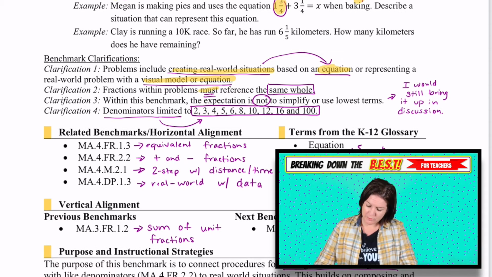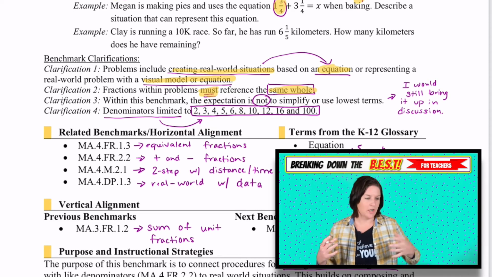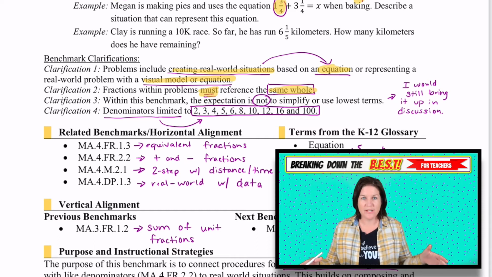Fractions within the problems must absolutely reference the same whole. If we are talking about an apple and a banana, those are two different wholes. If we're separating them, the fractions will not match. We have to be referring to the same whole. So if we're talking about a medium-sized pizza, we need to be talking about a medium-sized pizza here. The same type of whole, okay?